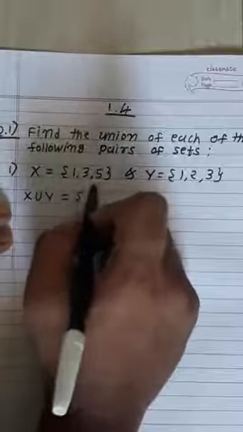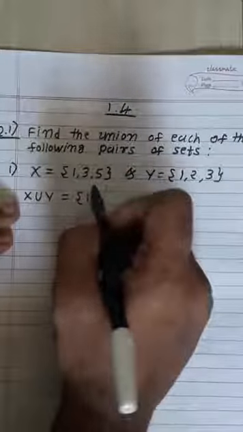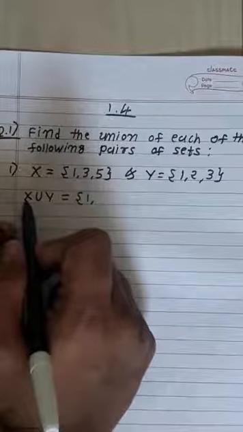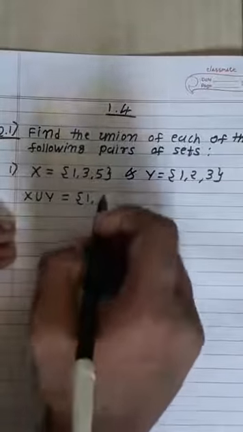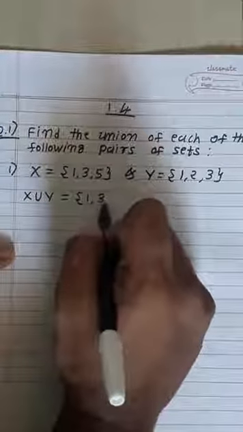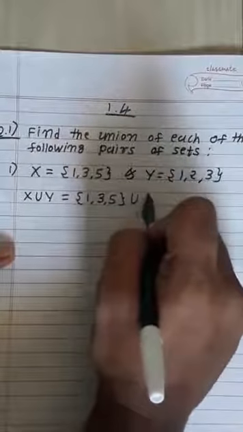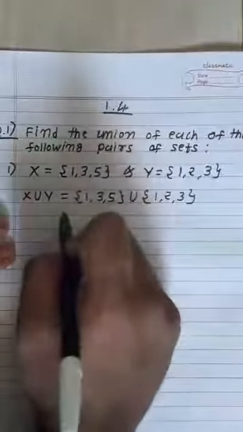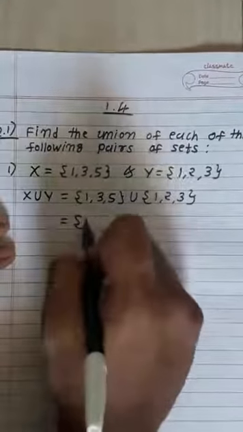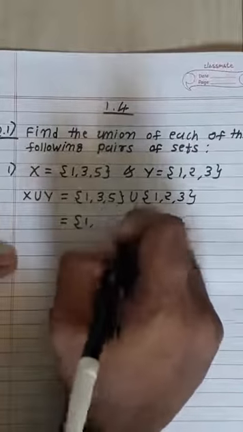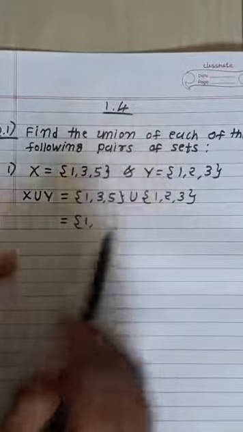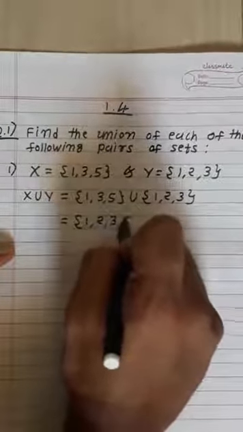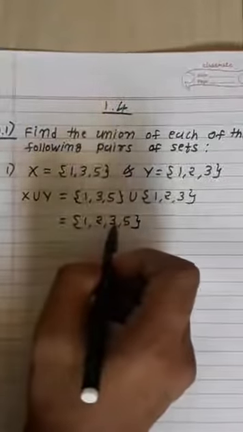First of all we write the elements of set X. So X union Y: the elements of set X are 1, 3, 5, union the elements of set Y, 1, 2, 3. So the answer is all the elements of set X as well as all the elements of set Y. So our answer is 1, 2, 3, 5. No element is repeated in this set.